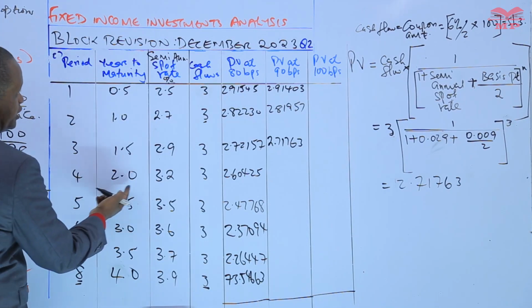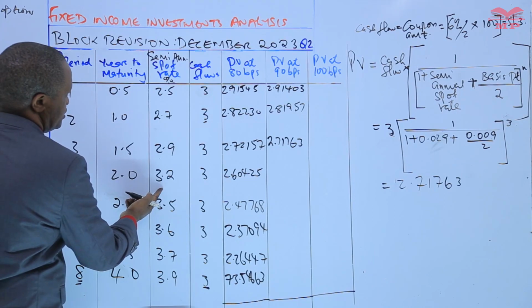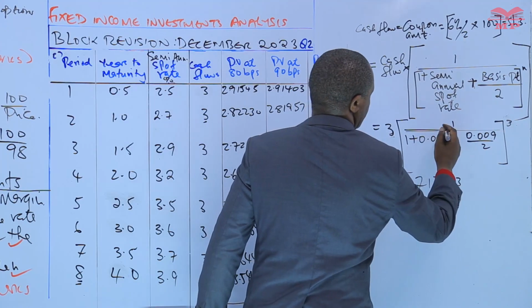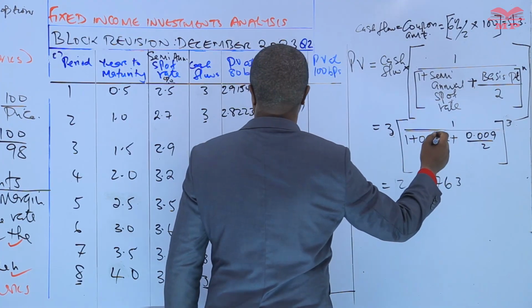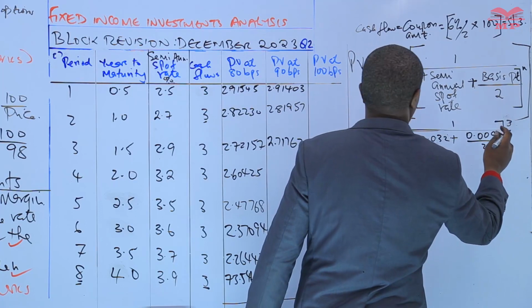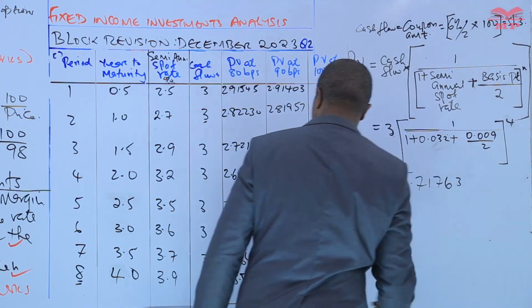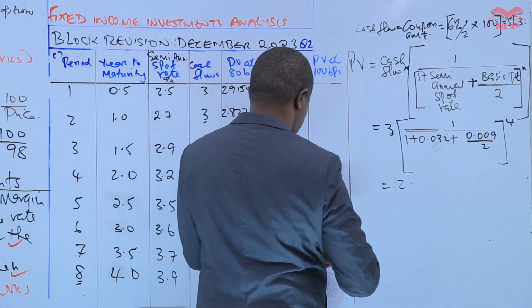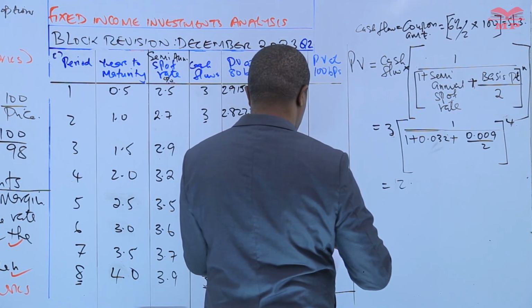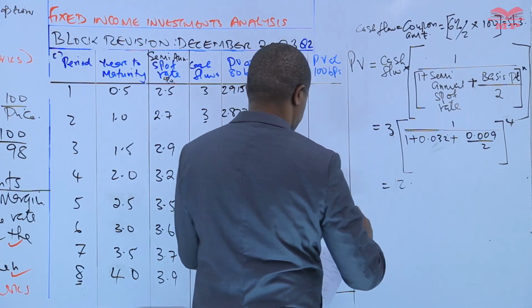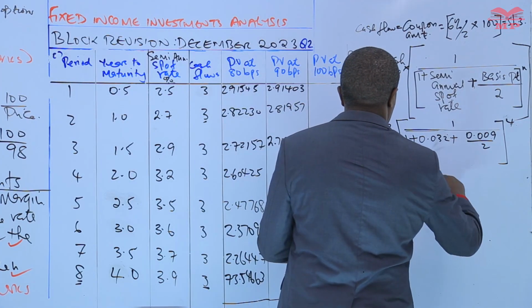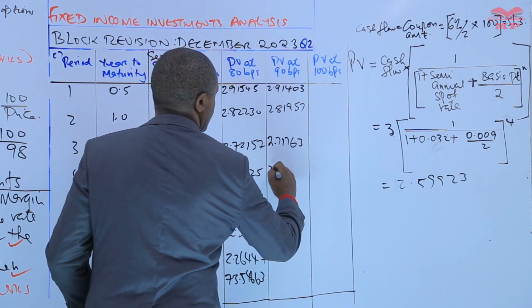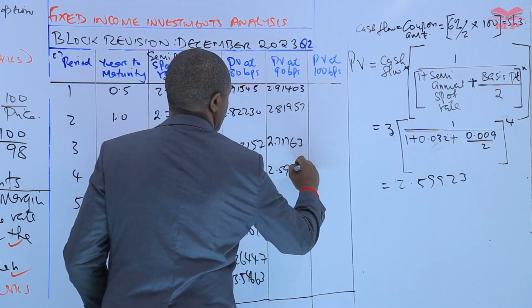The fourth period, 3.2 is the semi-annual spot rate. This is the 4. What will be the present value there? The present value for year 4 will be 2.59923.